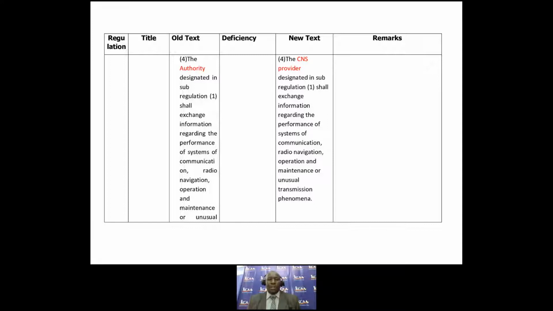So subregulation 4. In the old regulation, we had the authority designated in subregulation 1 shall exchange information regarding performance of systems of communication, radio navigation. Instead of the authority designated as indicated in the current regulations, it is the service provider which will be designated to provide the communication services.